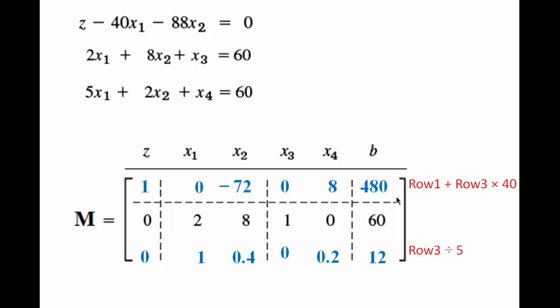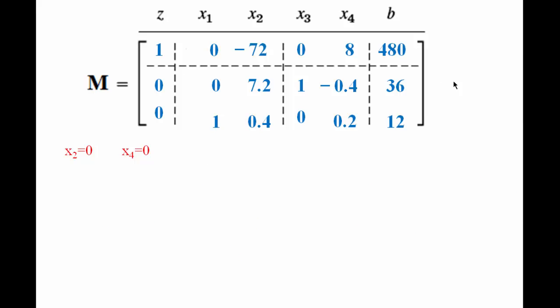We're going to do the same to row 2. And in order to make this element equal 0, row 2 minus row 3 multiplied by 2. So we get this 0, and we do the same to all elements in the row, and this is the new row. Now we have this equals 1, and these two equal 0.